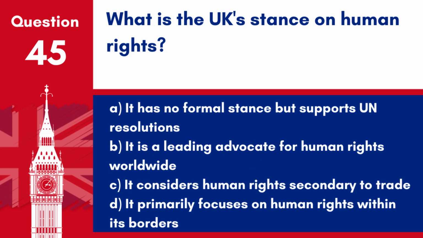Question 45. What is the UK's stance on human rights? A. It has no formal stance but supports UN resolutions. B. It is a leading advocate for human rights worldwide. C. It considers human rights secondary to trade. D. It primarily focuses on human rights within its borders.